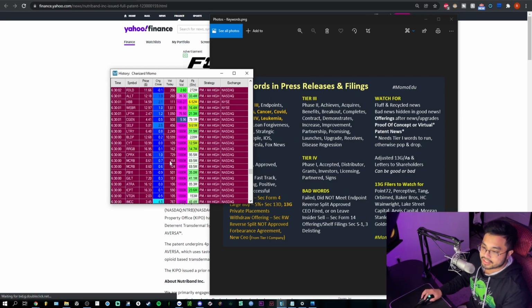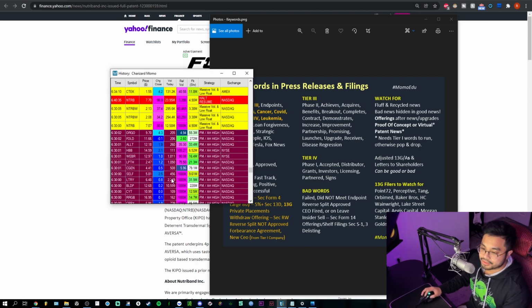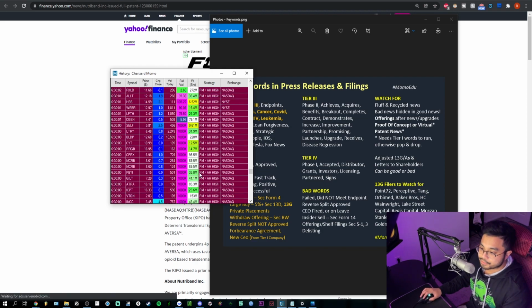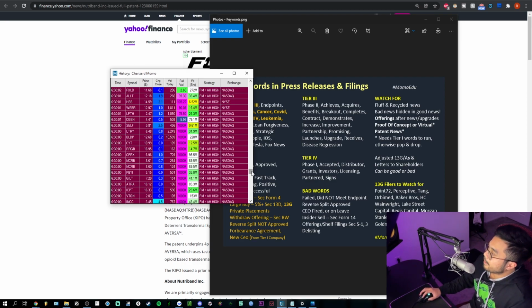Mikey named it Charizard Momo. Lovely. This would be much easier to see during the day because you can actually see it moving. However, obviously it's Sunday night. I'll just have to reenact it actually working during an open market session.